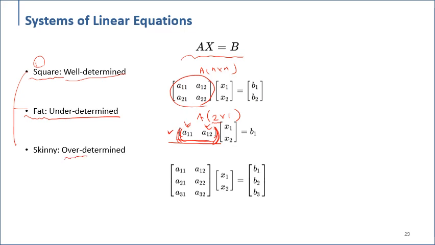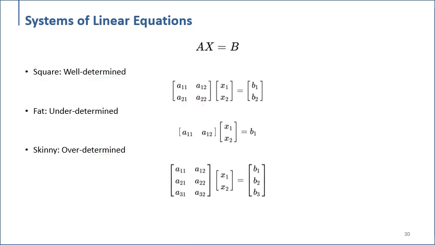And the final case is overdetermined, where the number of variables is smaller than the number of constraints. Here the matrix A has a very skinny form, so it can be like this. Here the size of the A matrix is equal to 2 by 3. So we have more rows compared to the number of columns.